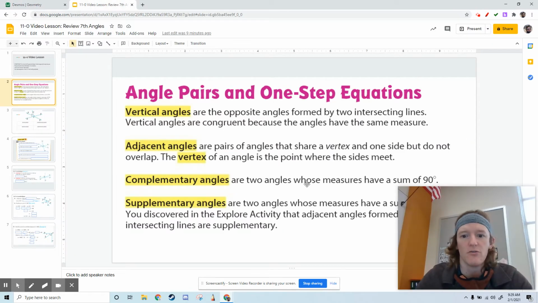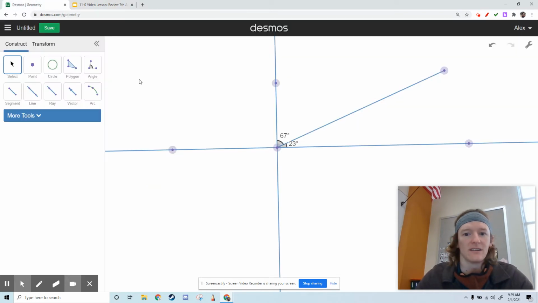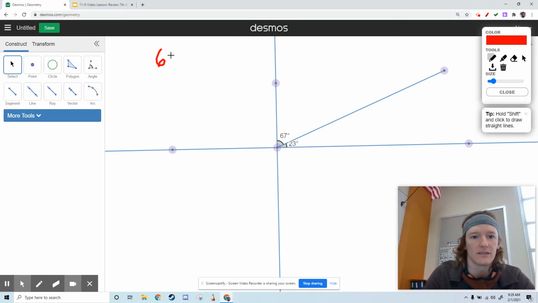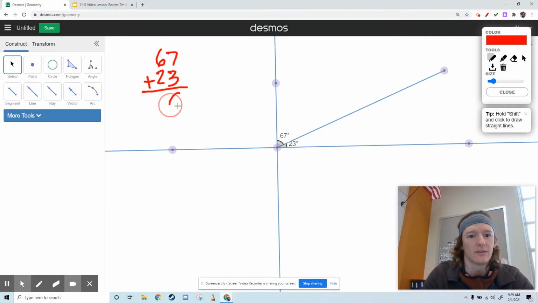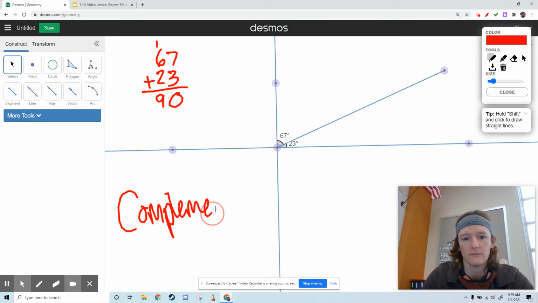Complementary angles are 2 angles whose measures have a sum of 90. So these are adjacent angles that make a total of 90. So let's do that. 67 plus 23. Let's see if that's 90. 7 plus 3 is 10. 6, 7, 8, 9. That is 90 degrees. So those are adjacent angles that are complementary. They make a total of 90.